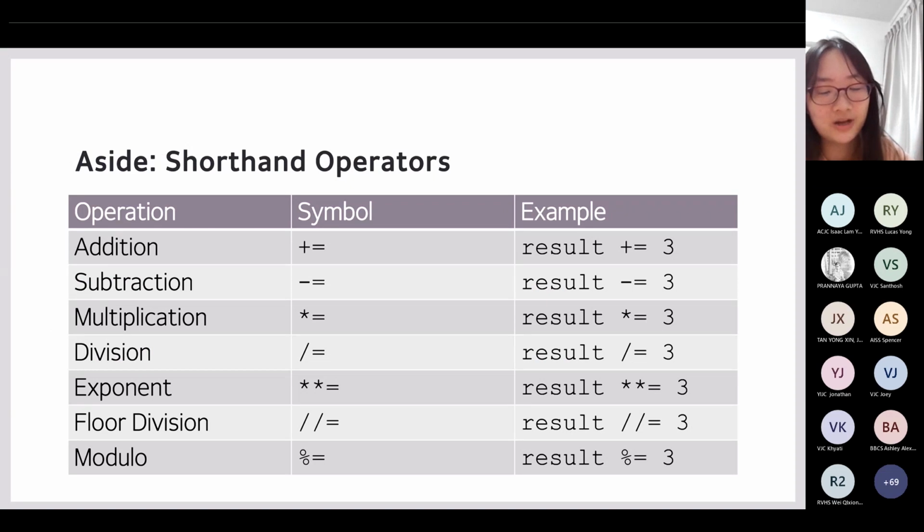Here are some shorthand operators. As you can see just now, sometimes you want to assign a variable to itself. So instead of typing result equals result plus 3, you can type result plus equals 3, and it accomplishes the same thing. It's just a shorter way to type.